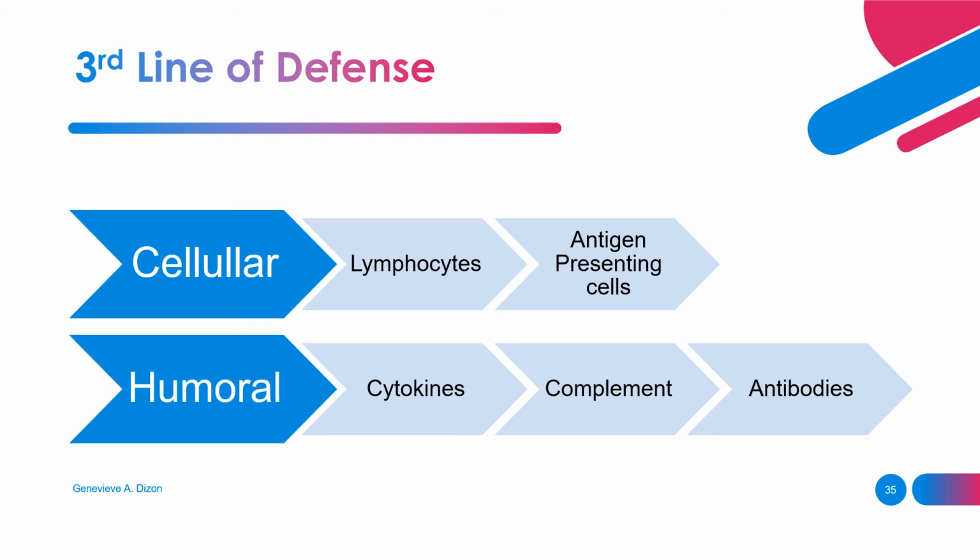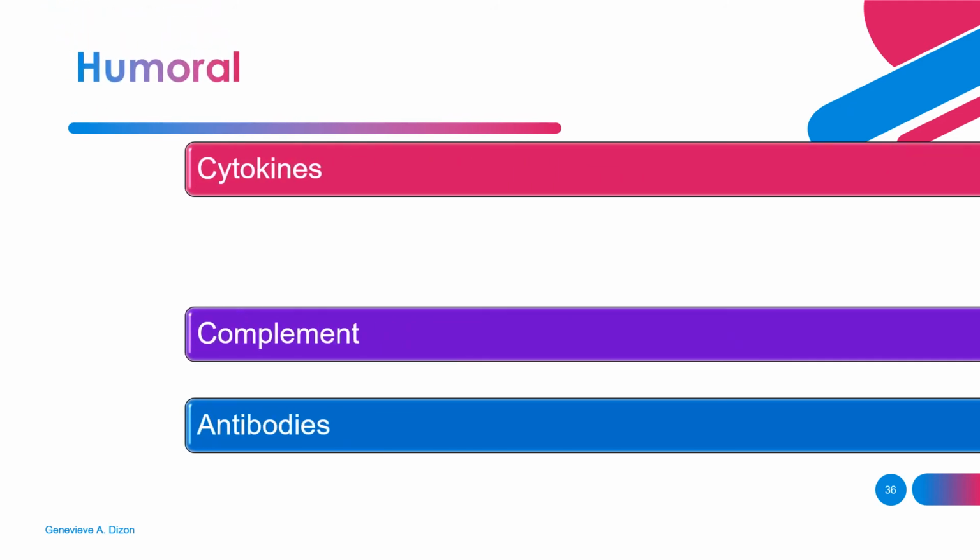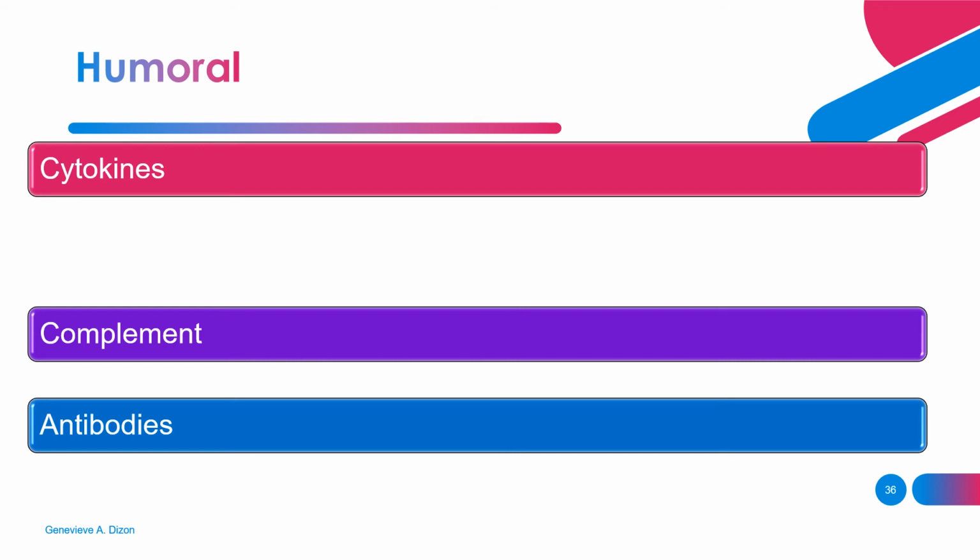We are now done with the cellular components of the third line of defense of the acquired immune system. Let's now go to the humoral components. For the humoral factors in the third line of defense, we have 3: cytokines, complement, and antibodies. The complements have been described earlier, starting from C1 to the membrane attack complex that leads to the lysis of the cells. And there are 5 types of antibodies produced by plasma cells: immunoglobulin G, A, M, D, and E. These 5 antibodies will be differentiated later on. But first, let's talk about cytokines.